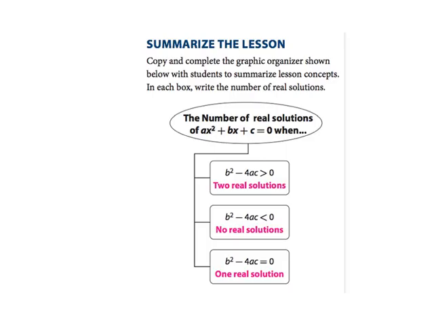Okay, so now this is the summary of our equation. The number of real solutions for ax squared plus bx plus c equals 0. So when the discriminant is greater than 0, we have two real solutions. When the discriminant is less than 0, then we have no real solution. When the discriminant is 0, then we have one real solution.